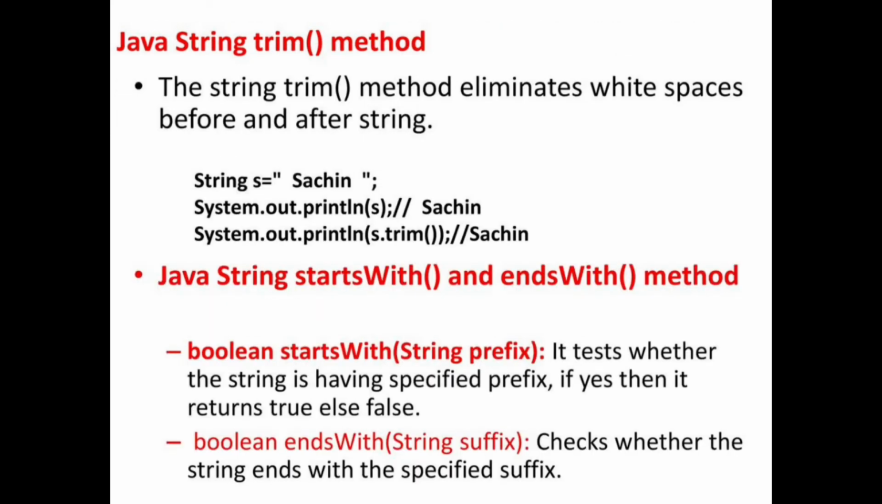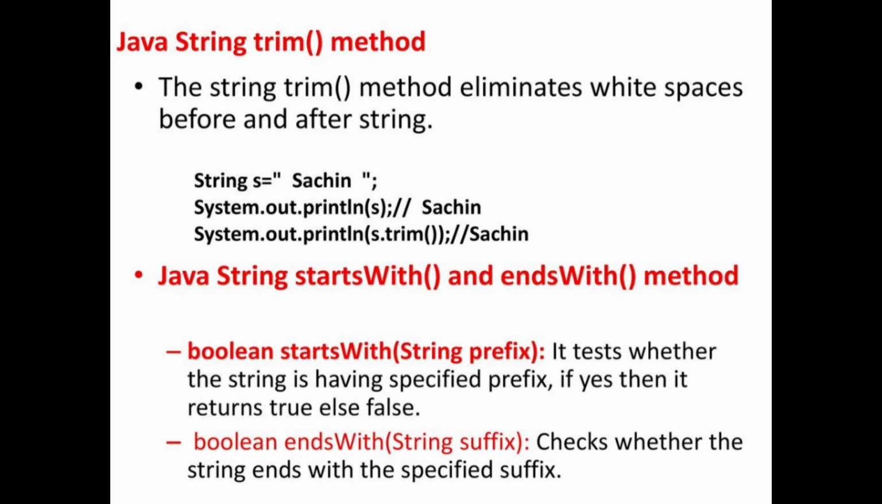Java string trim method. The string trim open close method eliminates white space before and after the string. String s is equal to Sachin. Then the output statement displays it removing the white space before the Sachin and after the Sachin, and it displays without white space.